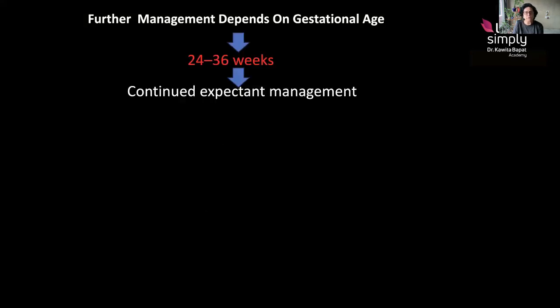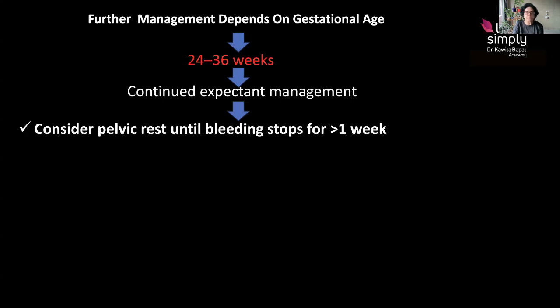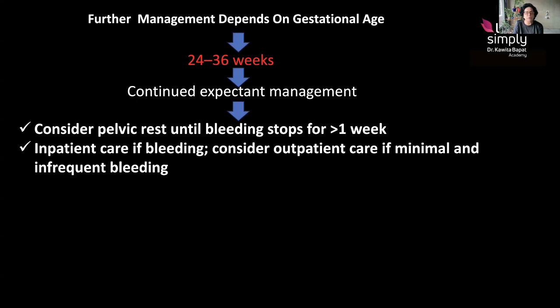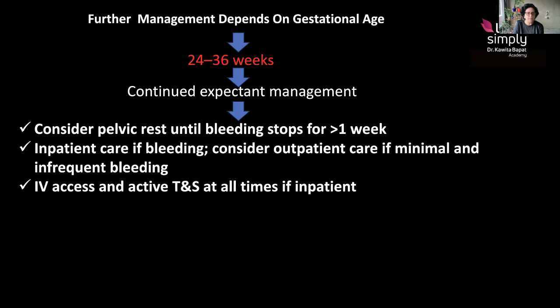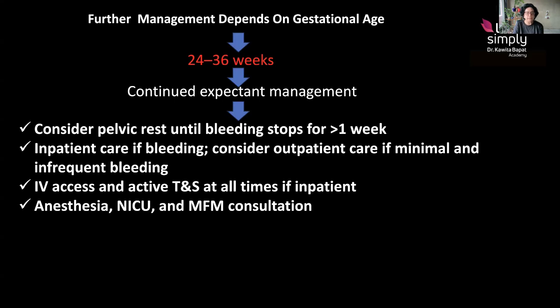If it is 24 to 36 weeks, continue expectant management, rest until the bleeding stops for less than 1 week. Inpatient care if bleeding, consider outpatient care if minimal and infrequent bleeding. IV access, active TNS at all times in inpatient.